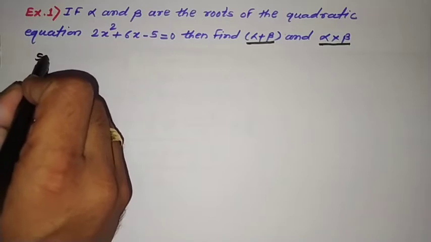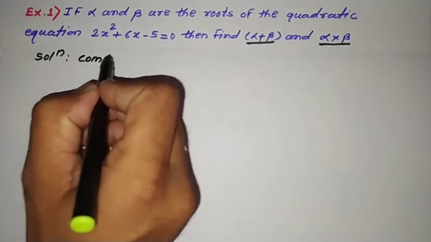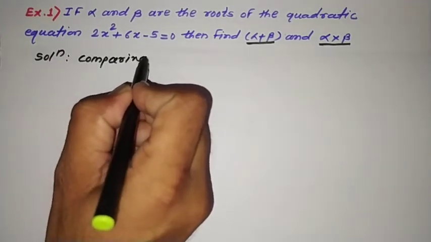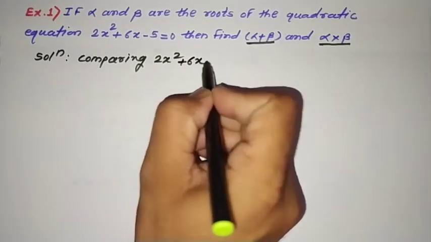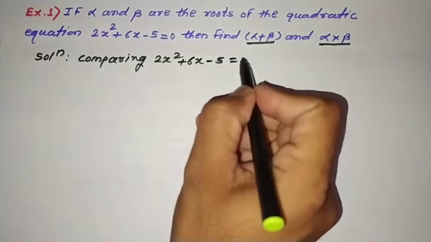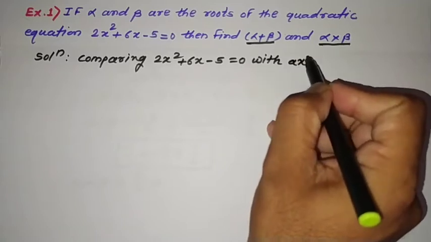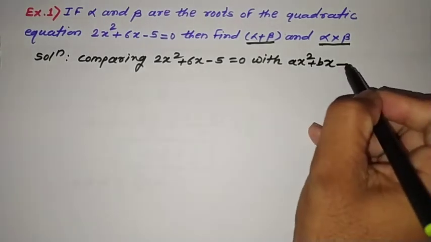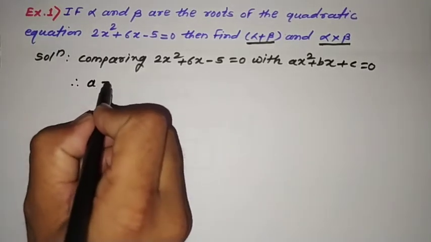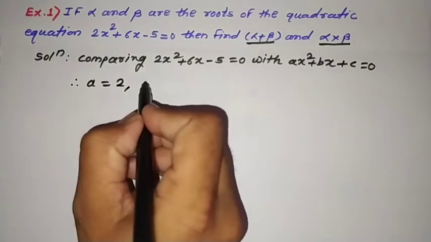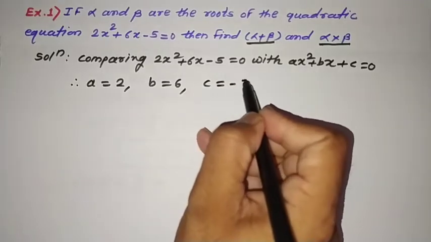Solution: comparing 2x square plus 6x minus 5 is equal to 0 with ax square plus bx plus c is equal to 0. Therefore, the value of a is equal to 2, the value of b is equal to 6, and the value of c is equal to minus 5.